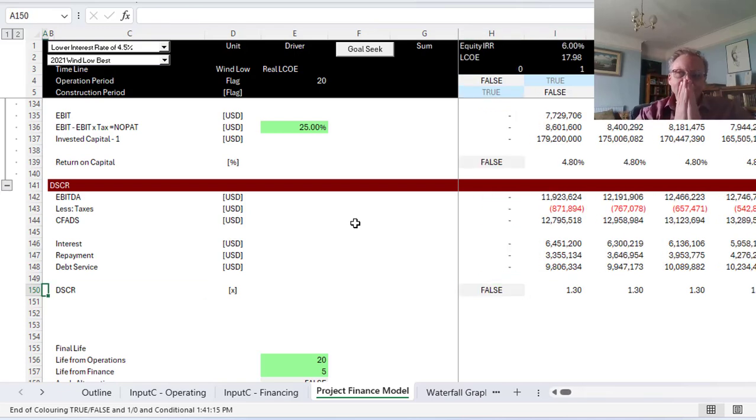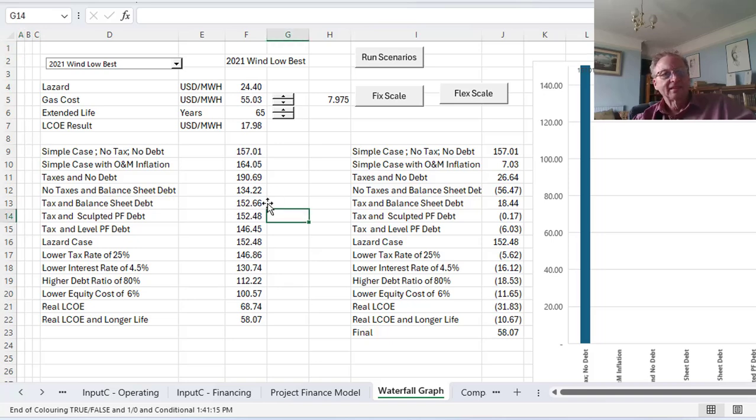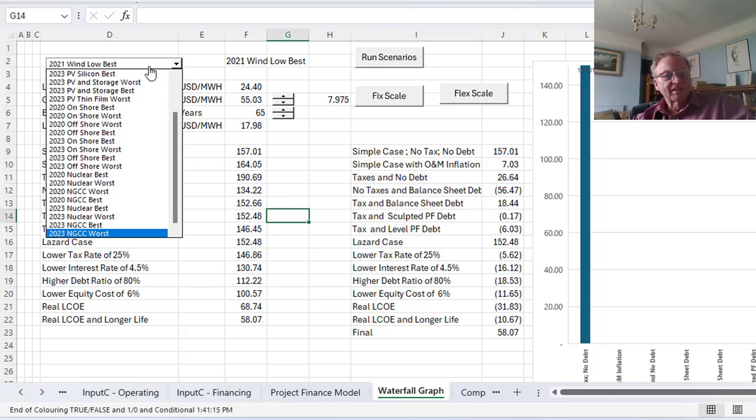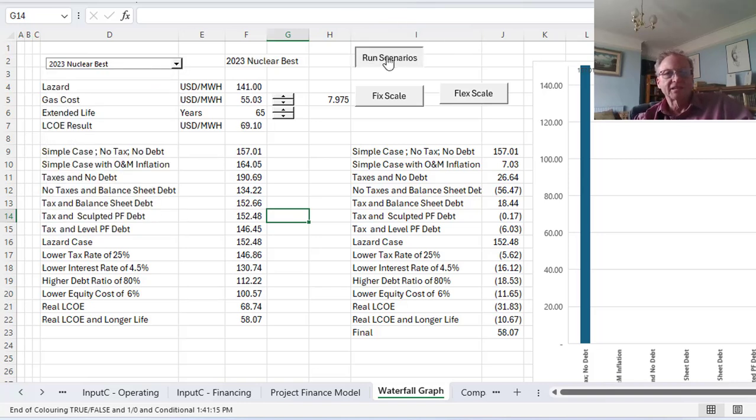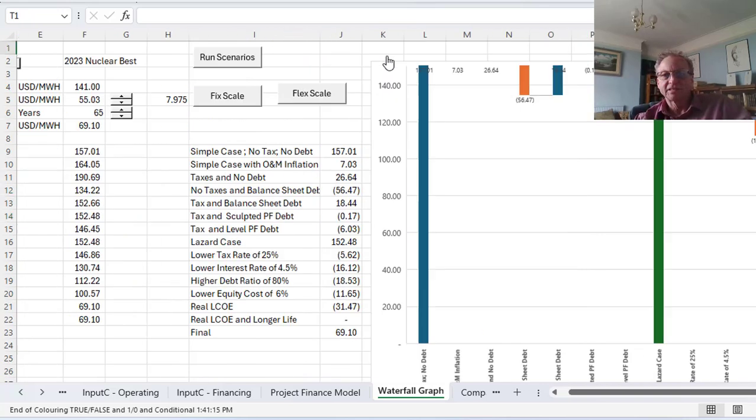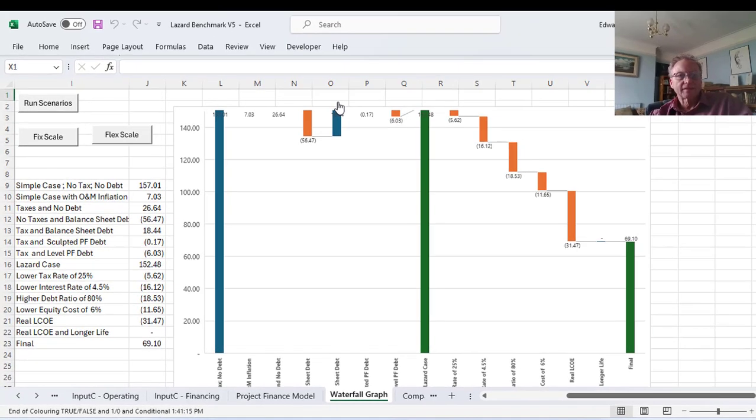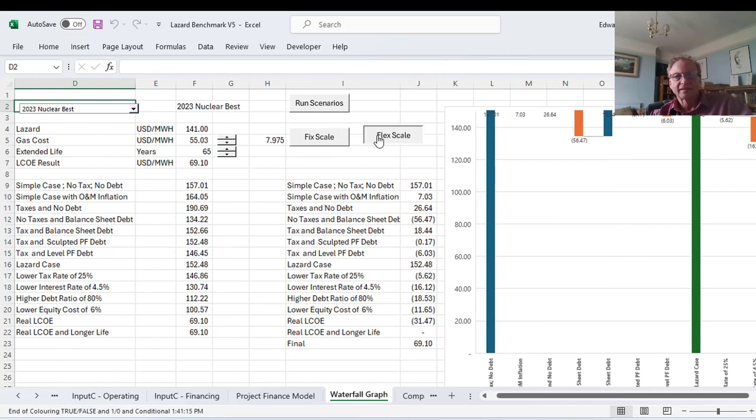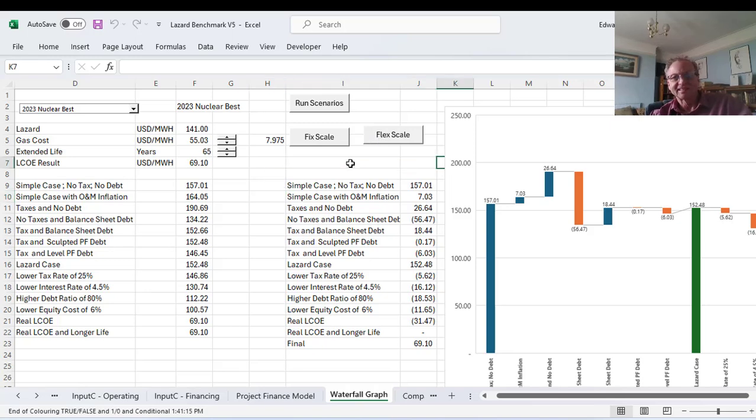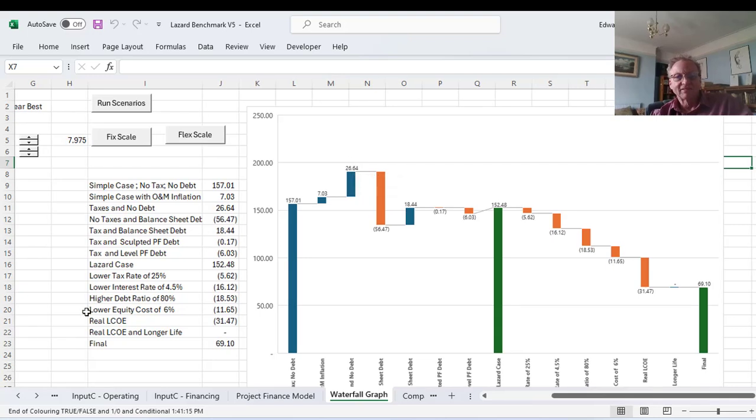And let's finish this. I have not talked about degradation, and I have a couple of glitches to fix in that model. I've convinced myself I'm going to go to a nuclear best case, run all the scenarios. This time, when we get to the very end, okay, and what's going on here? Sorry, I've got to make that the flexible scale. I guess I fixed the scale at the wrong level.